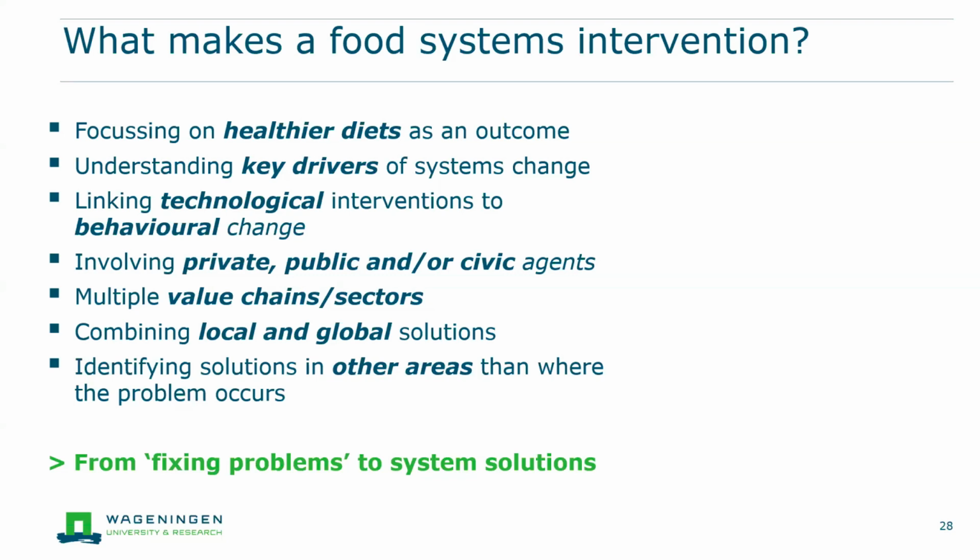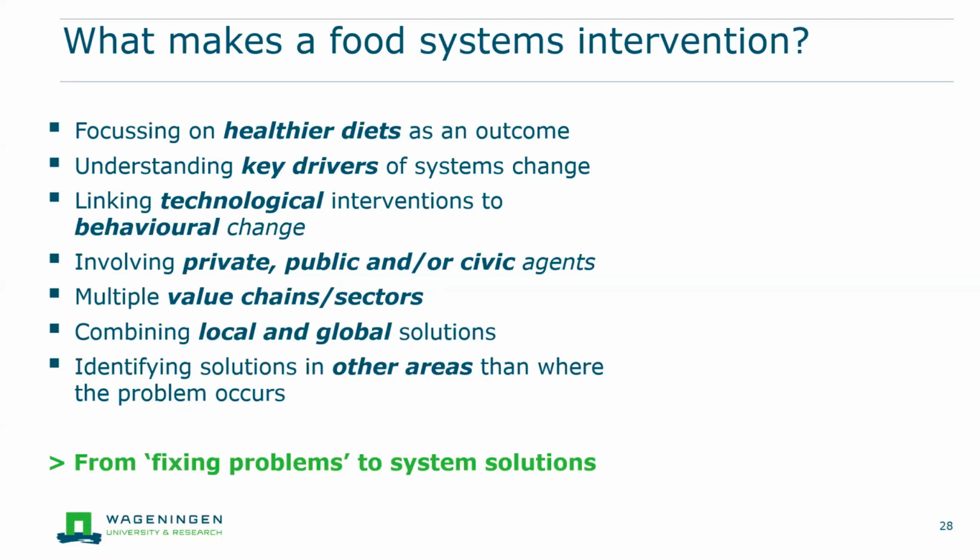That you link both technological interventions with things around behavioral change. That you involve a wide range of different agents to make the intervention possible. And that you're not only looking at one value chain, but also at the interactions between different value chains or sectors. Combining more local and global solutions, and identifying solutions that are in other areas than where the problem itself occurs. Sometimes you need to change something in a completely different part of the system because, through these different changes, it's connected to a solution somewhere else.